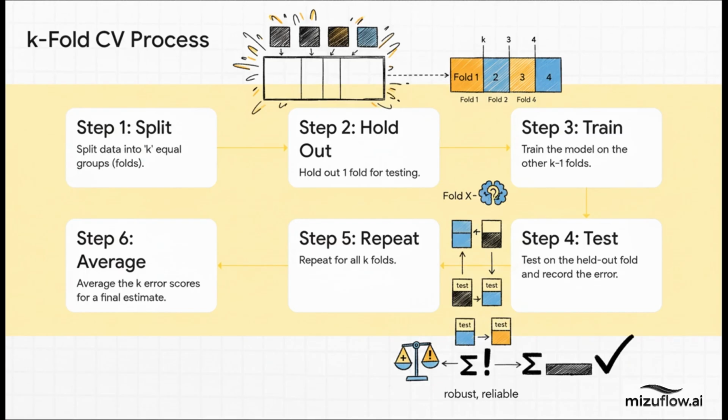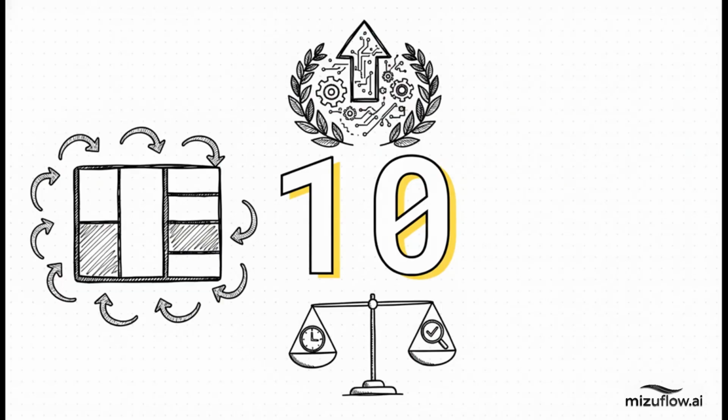So you're probably wondering, okay, but what number should I pick for K? And that's a great question. While you can pick different numbers, a huge amount of research and just real-world practice has shown that setting K to 10 is a fantastic choice. It just hits that sweet spot, giving you a great balance between a reliable estimate and not taking forever to run. It really is the go-to choice for a reason.